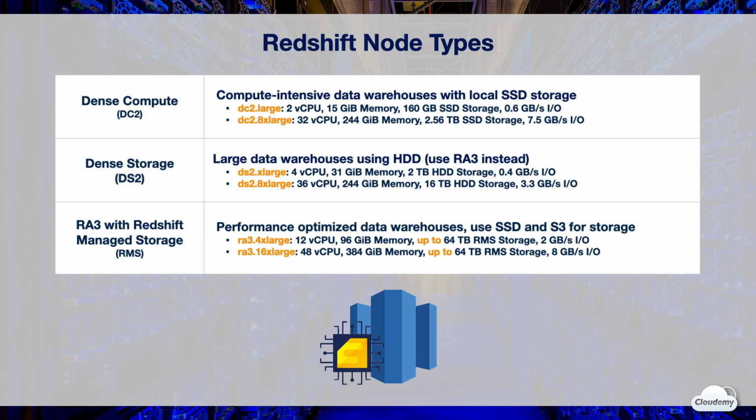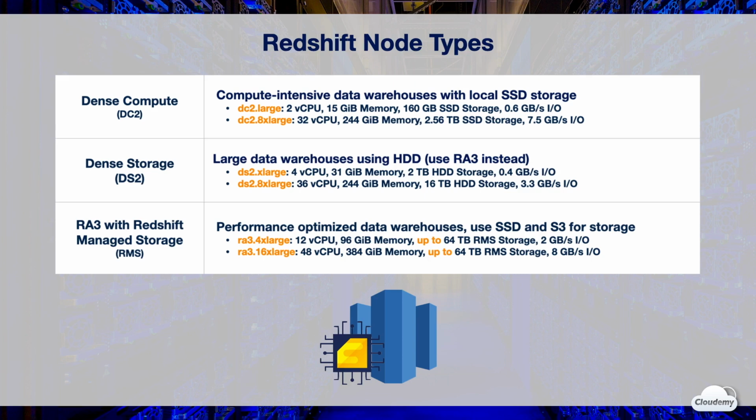These node types are EC2 instances with different compute capacities, memories, and storage sizes optimized for Redshift workloads. You can choose the number of nodes based on the data size and performance requirements. As your data grows, you can add more compute nodes to increase the storage size of the cluster.